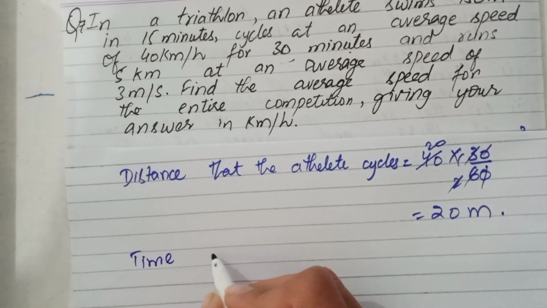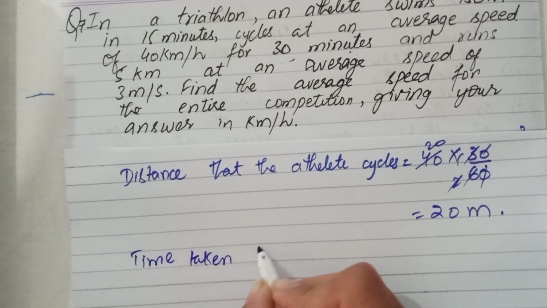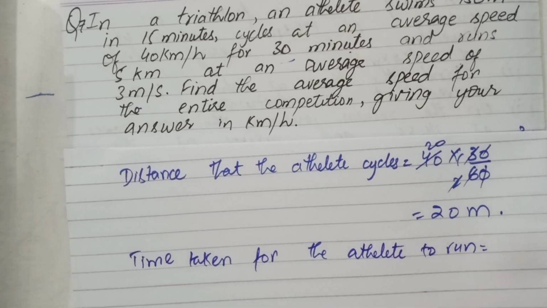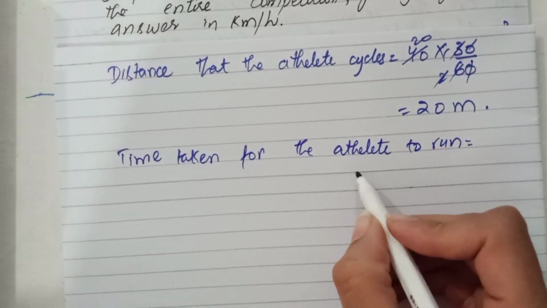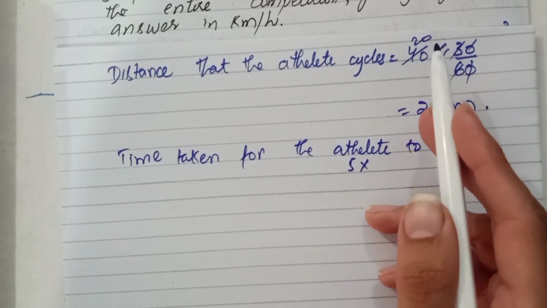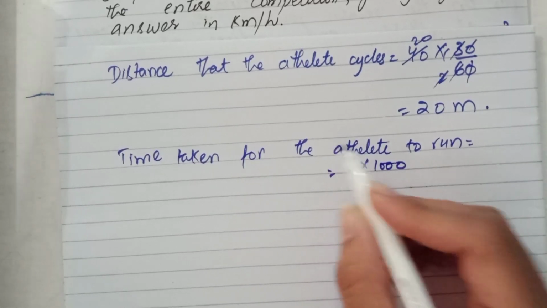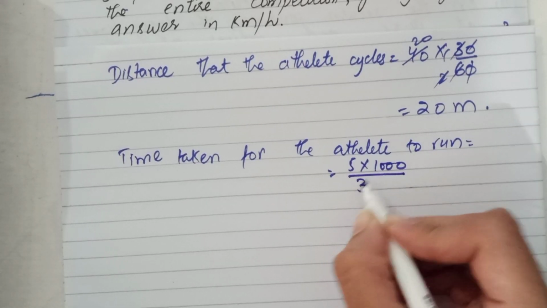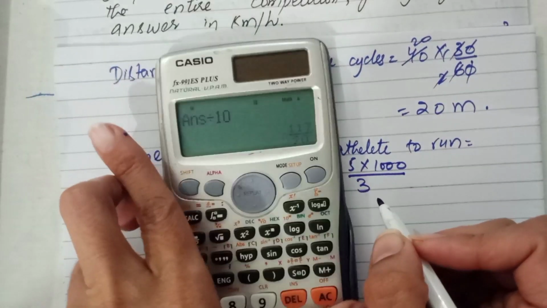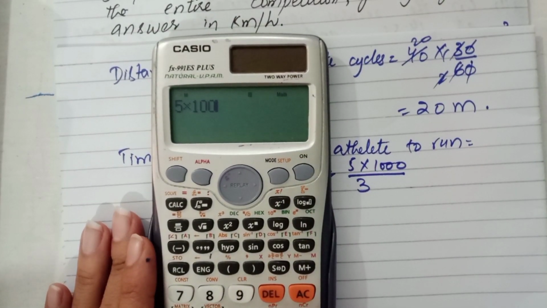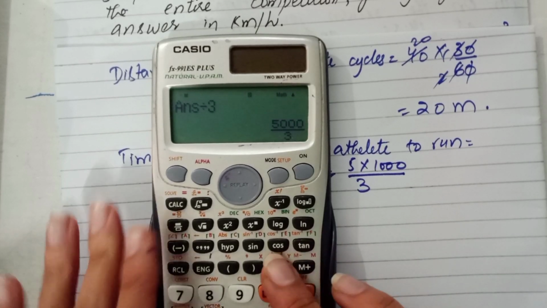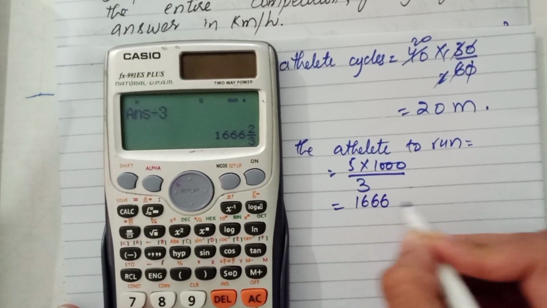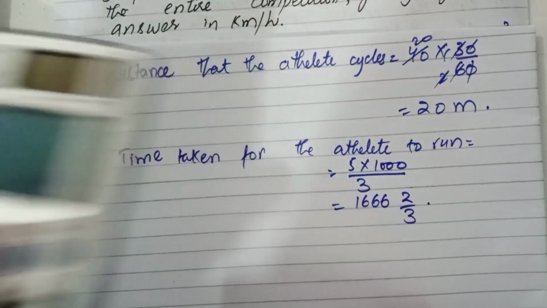And the time taken for the athlete to run 5 kilometers, which we convert into meters by multiplying by 1000, and 3 meters per second, so divided by 3. 5 multiplied by 1000 divided by 3, and convert this answer into a mixed number. We get 1666 2 by 3. That is the time.